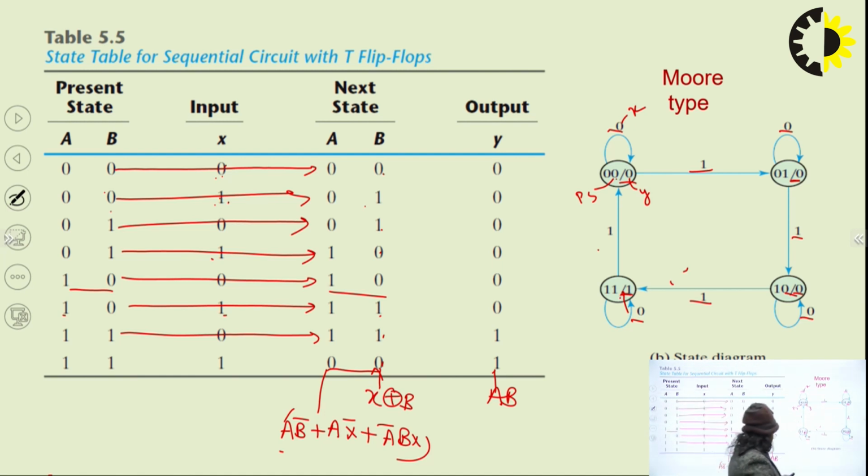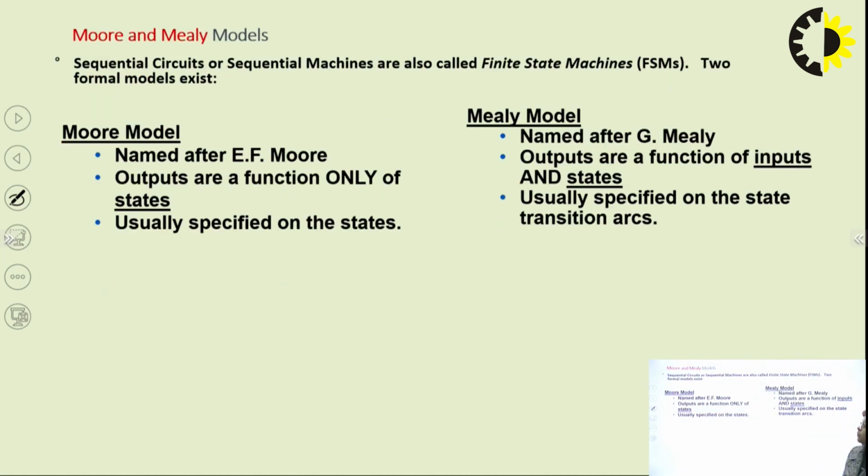So in this way, we can simply design the state diagram of a sequential circuit. We will move towards the Moore and Mealy models. Sequential machines are also called finite state machines, and there are two types of model, that is Moore and Mealy. The Moore model is named after E.F. Moore, and in this the outputs are a function of state only, whereas the Mealy model is derived by G. Mealy, and here the outputs are a function of input as well as state, usually specified on the transition arcs.